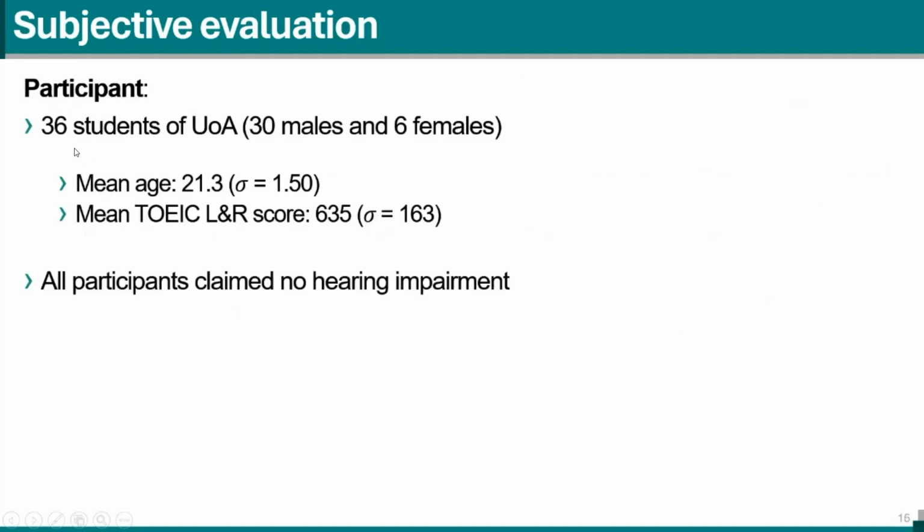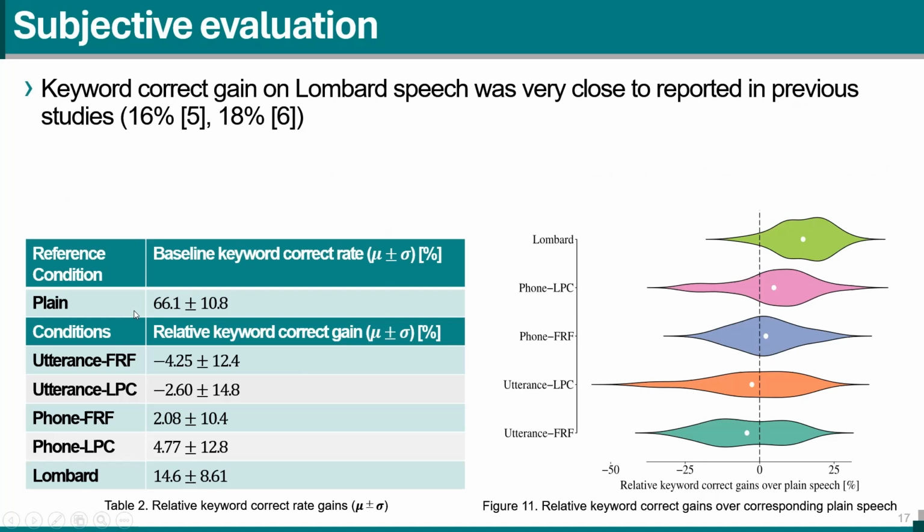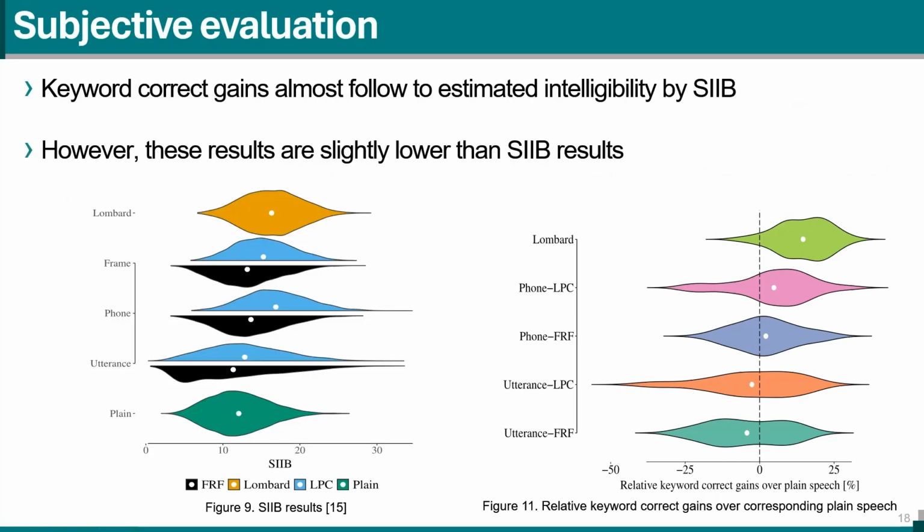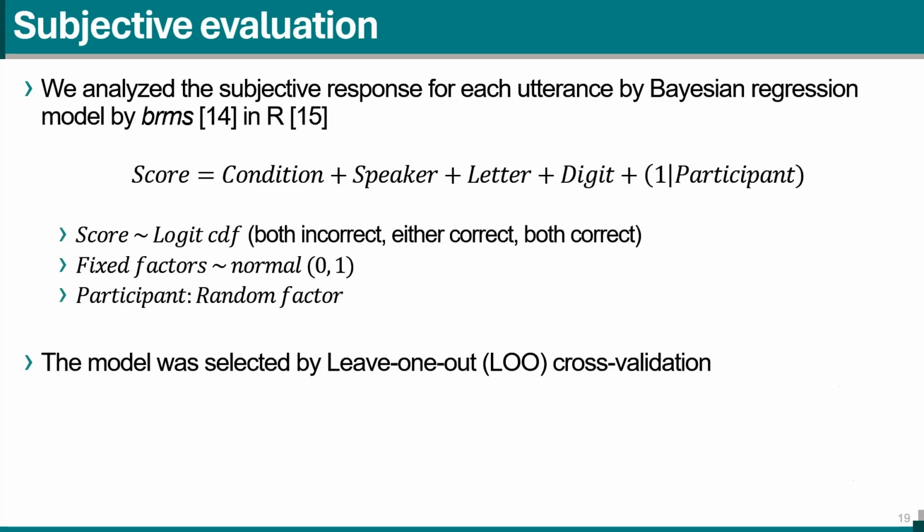And this is the information of the participants. This is the relative keyword correct gain over the corresponding plain speech. This is very similar to the results of estimated intelligibility by SIIB, but these results are slightly lower than the SIIB results. And we analyze the subjective response for each utterance by BRMS.